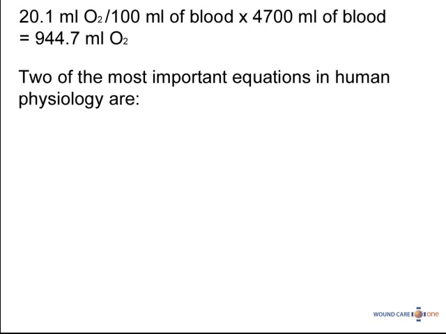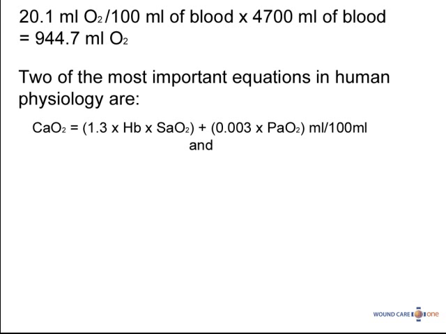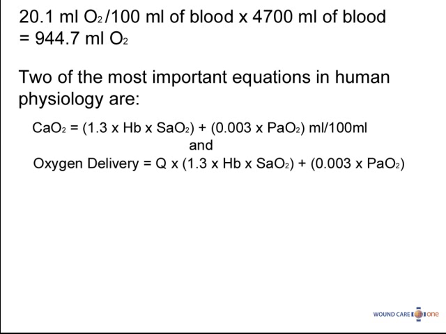Two of the most important equations in human physiology are CaO2 equals 1.3 times hemoglobin times SaO2 plus 0.003 times the PaO2, divided by 100 milliliters, and oxygen delivery equals Q times 1.3 times the hemoglobin times the SaO2 plus 0.003 times the PaO2. The first equation is the oxygen content equation.